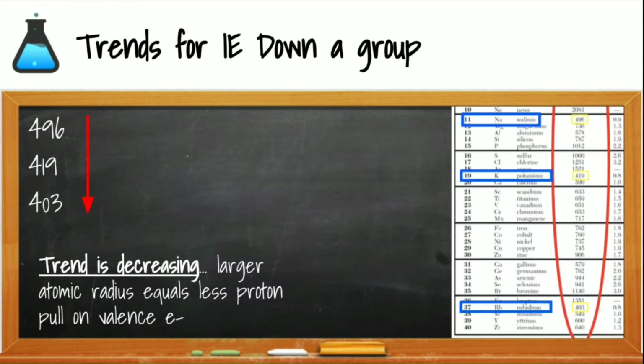We also need to be familiar with the trends for ionization energy as we go down the group. Now, going down the group is a little bit more tricky because the atomic numbers don't simply increase in a series by one, but instead they're a bit scattered. But as we examine the ionization energy for elements in group number 1, generally we can see that the ionization energy is decreasing.